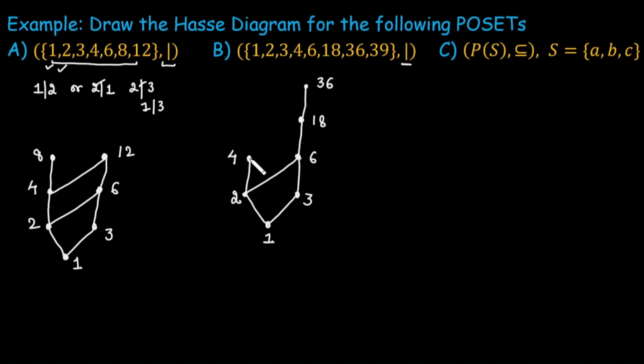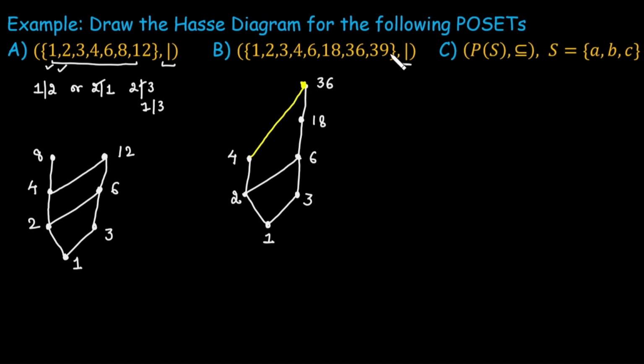What about the 4? Whether 4 divides 36? Yes. Now whether there is any way to reach 36 in the upward direction? No. We need to first come back, and if we are coming back, it means 4 divides 2, and that is incorrect. So there is no direct way to reach 36 from 4. So we have the last option, that is we need to create that.